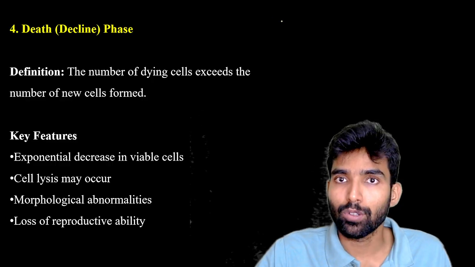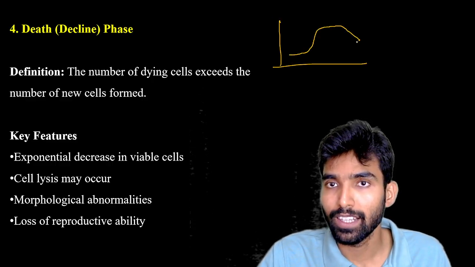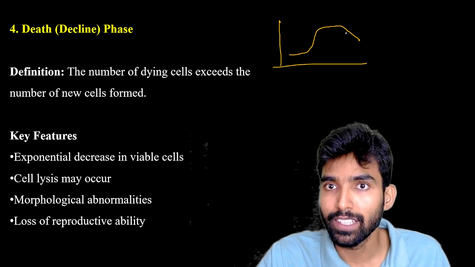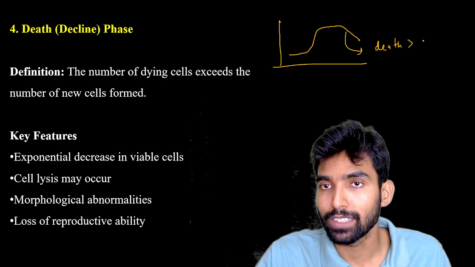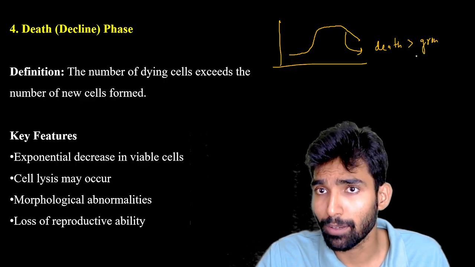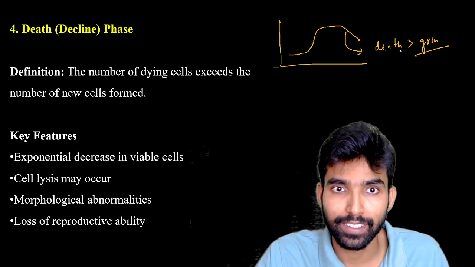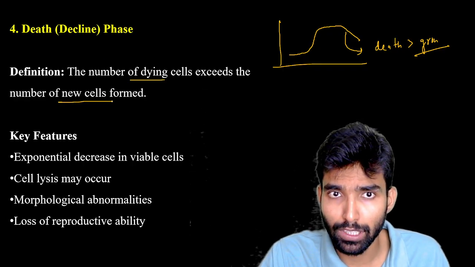And the death phase, of course. After a point, let's say the competition is too much, then some bacteria will die. So here in the death phase, the death will be much more than the growth. Of course, there is no growth, but the death rate is quite high here, right? So the number of dying cells exceeds the number of new cells formed.